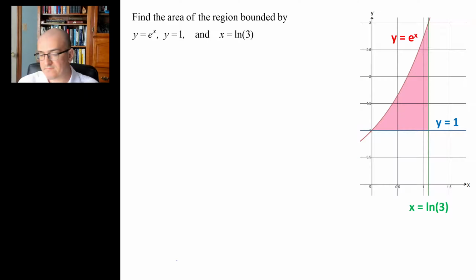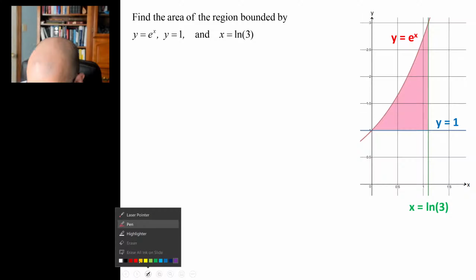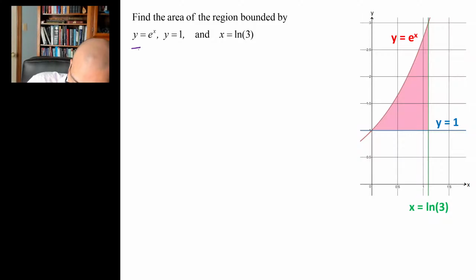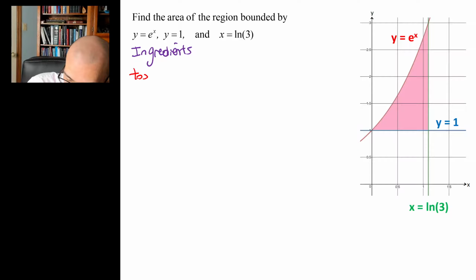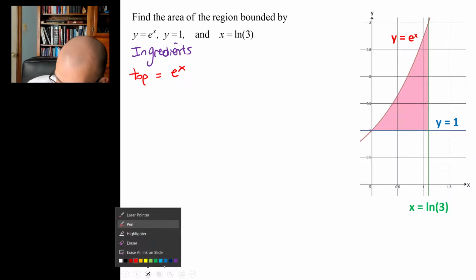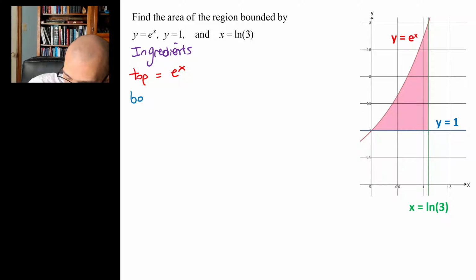Here's another one. This asks for the whole calculation. We want to find the area of the region that's bounded by e to the x, 1, and x equals ln 3. So I'm going to pick on the bounds first. Well, we can get the ingredients. Might as well write this one a little more carefully. The top here is e to the x. The bottom is 1. Y equals 1.